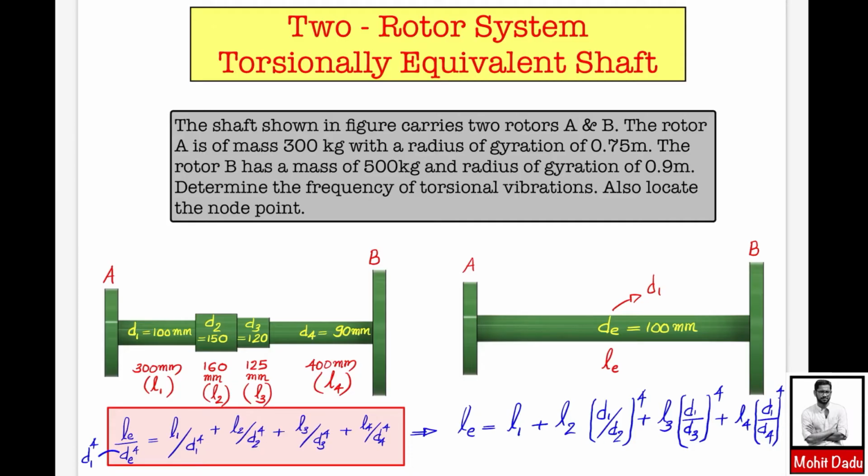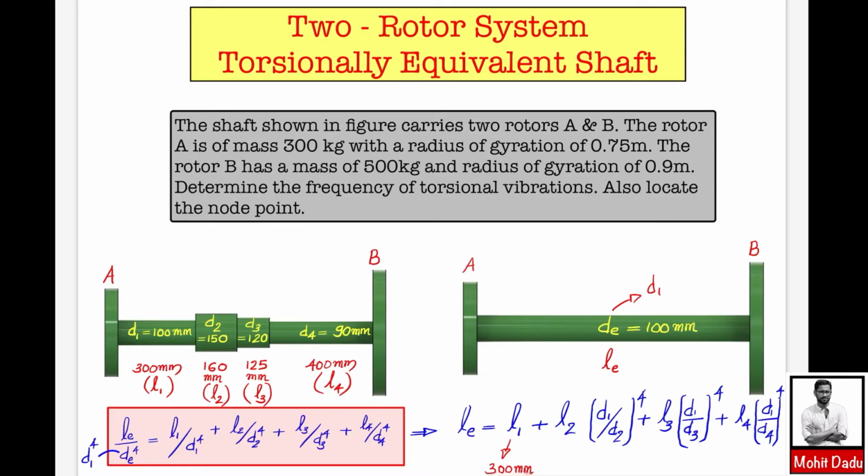You can multiply all terms by D1 raised to 4. Then the left hand side becomes LE, and the right hand side becomes L1 into D1 raised to 4 by D1 raised to 4, which is L1, next L2 into (D1 by D2) the whole raised to 4, L3 into (D1 by D3) the whole raised to 4, and L4 into (D1 by D4) the whole raised to 4. If you substitute the values, you will get the equivalent length. L1 comes as such: L1 is 300 mm, so it contributes a length of 300 mm.